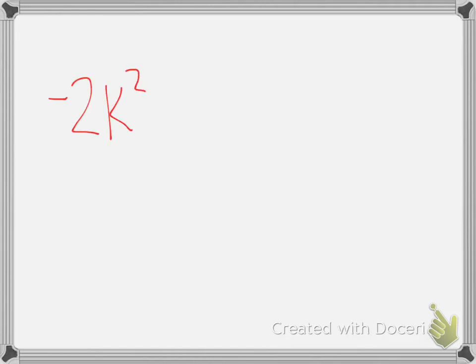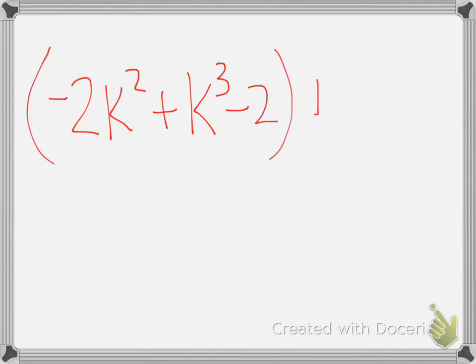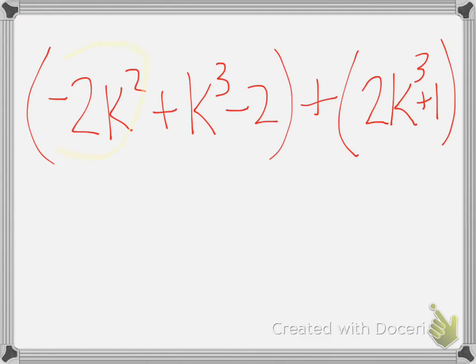Negative 2k squared plus k to the third minus 2 plus 2k cubed plus 1. Okay, so the reason this might be a little bit tricky is if they give you something like this, they're trying to see if you understand that this does not go with these. There's no other term that has a k squared on it. And so all you can do is just write it in the answer. All the signs in front of the numbers go with the numbers. So they will try and trick you that way too.